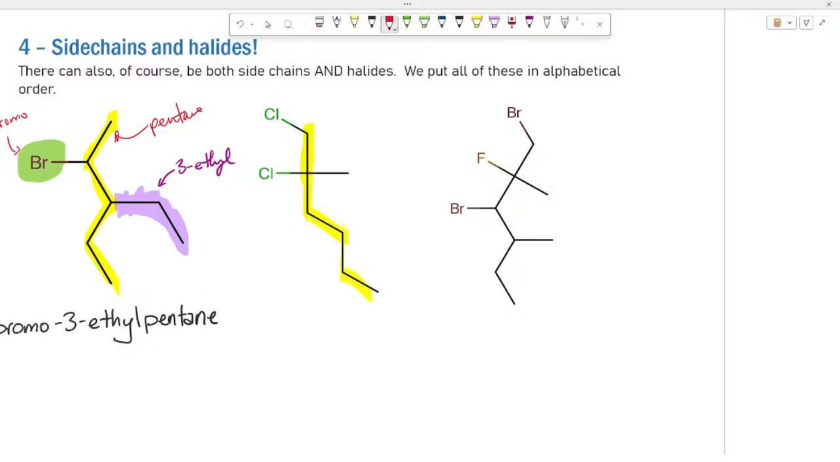So how long's the main chain? 1, 2, 3, 4, 5, 6. So our main chain is a hexane. And that is a methyl. Specifically, it is a 2-methyl, right? Good. And then what do we have here?